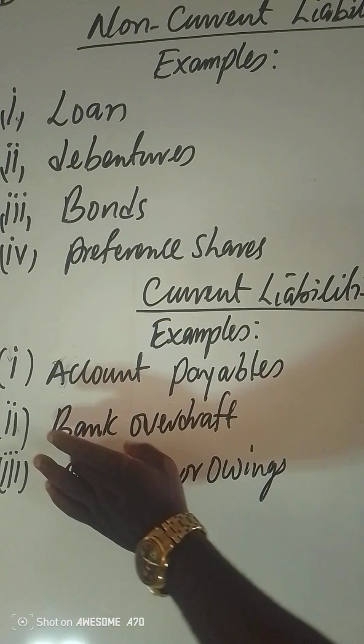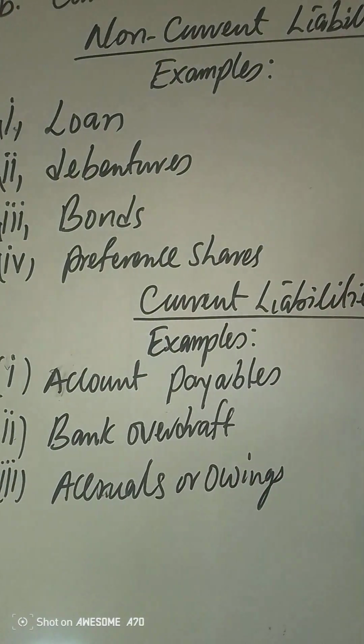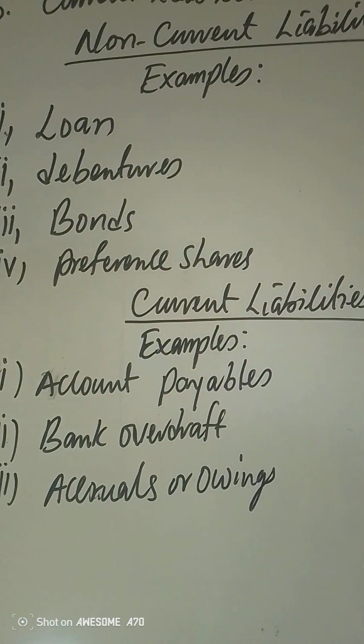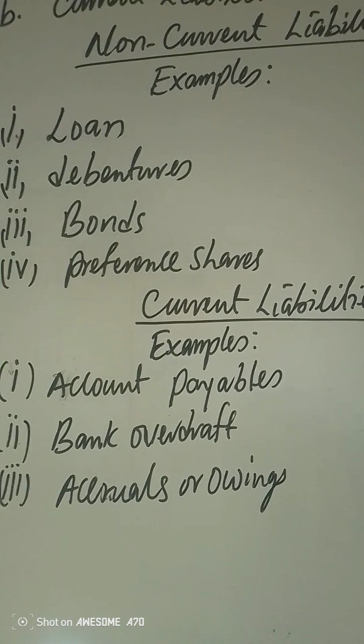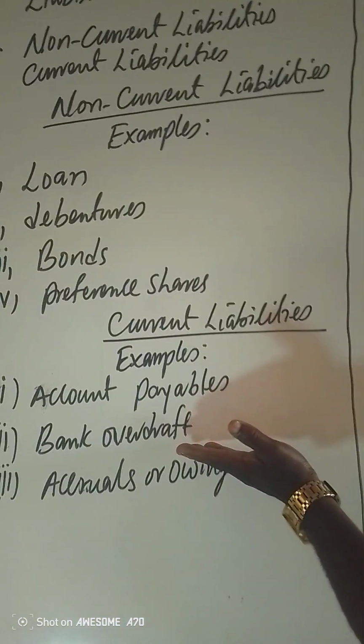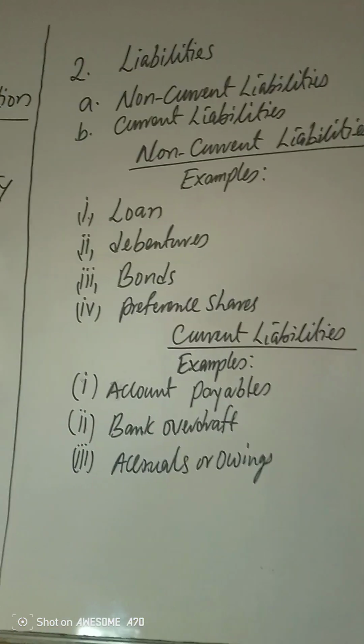The next is bank overdraft, whereby the business takes money out of the bank and then promises to pay within a short period of time. That is, the business withdraws money from the bank more than what the business was having in the bank.